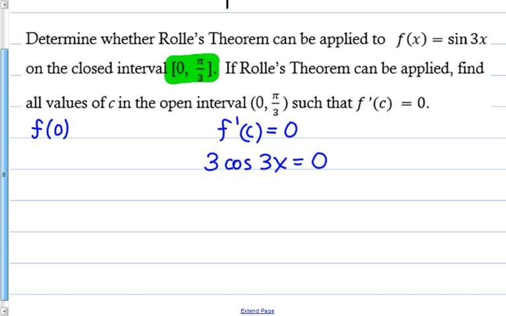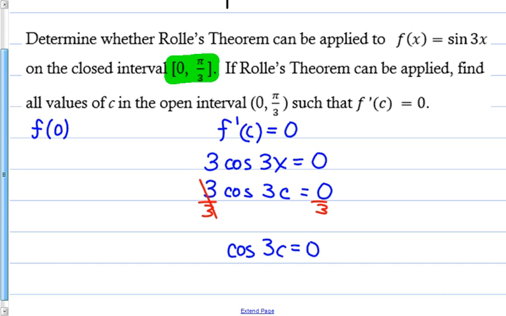So I'm going to use c because I'm looking for c, right? Okay, so we're going to get the c by itself. All right, so divide by 3 to get rid of the 3 in the front, right? And that goes away. So I have cosine of 3c equals 0.